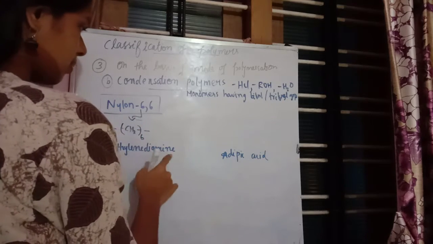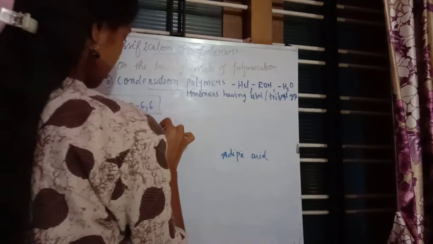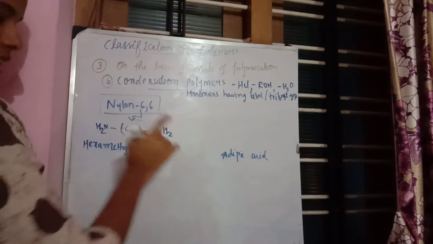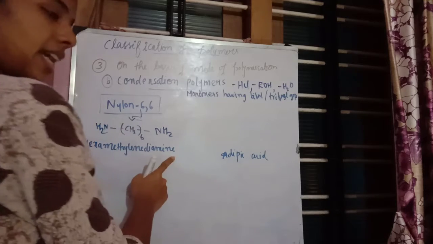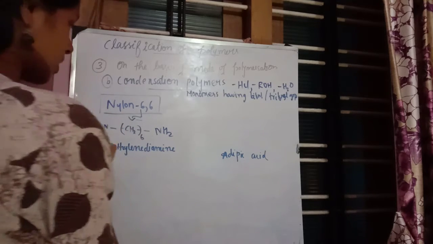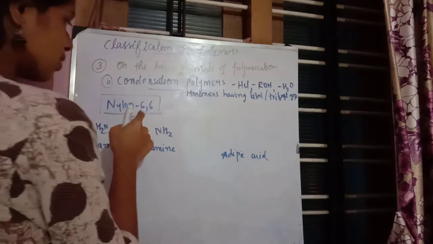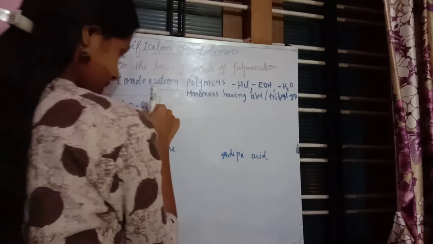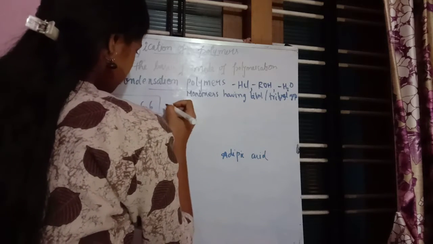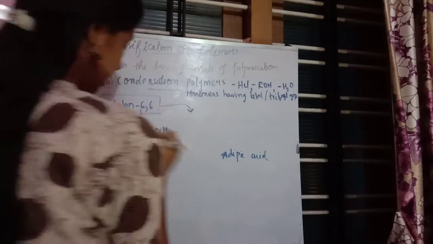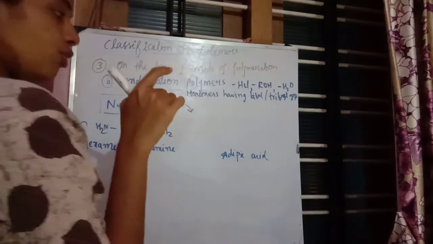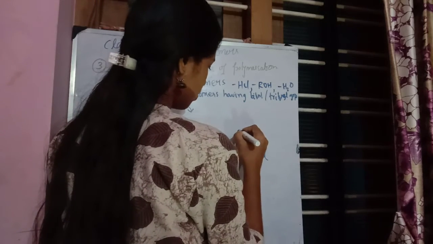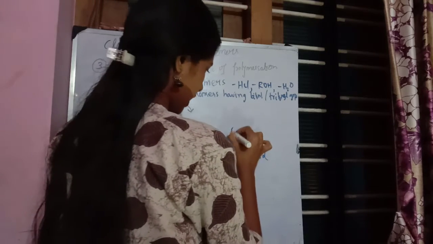Hexamethylene diamine means 2 amine groups, that is, here also we have NH2, and here also an amine group, NH2. This is hexamethylene diamine, and we are taking n number of hexamethylene diamine. So this 6 stands for the 6 carbon atoms present in this monomer. And the second 6 stands for adipic acid, which is also a monomer with 6 carbon atoms. Here also I have CH2 4 times.